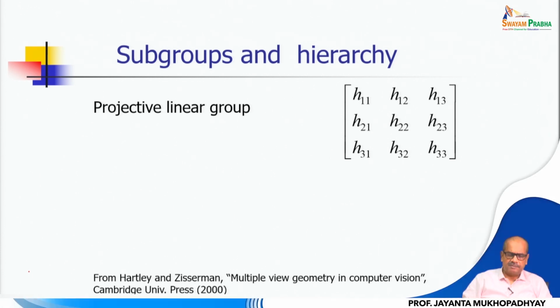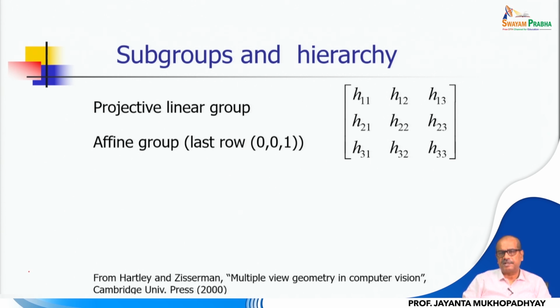Now the fact is that for this projective transformation, there are several special cases. That means there are subgroups in these transformations. So it is a linear group, the general projective transformation, and there is a subgroup which is called the affine group, which is also a projective transformation, and which is characterized by this form, that its last row is given by 0, 0, 1.